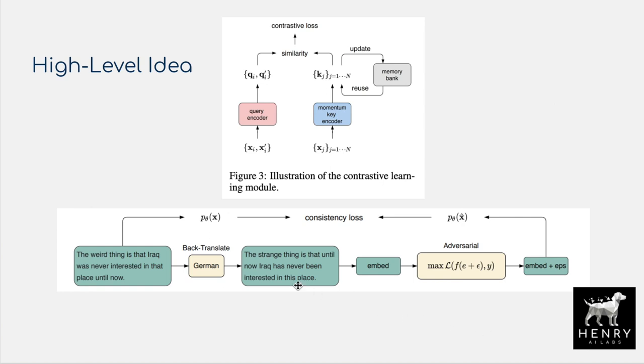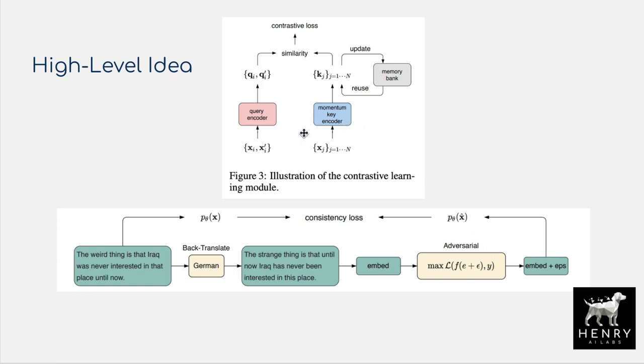The high-level idea of the paper is to explore these two different mechanisms, the first of which is how we can stack together text data augmentation. So say you want to apply back translation where you take this text sequence, translate it to German and then back to English, and then you want to apply adversarial augmentation onto that already augmented example. So we're going to look at some different ways to stack together these augmentations and chain them together, particularly for text data and natural language processing.